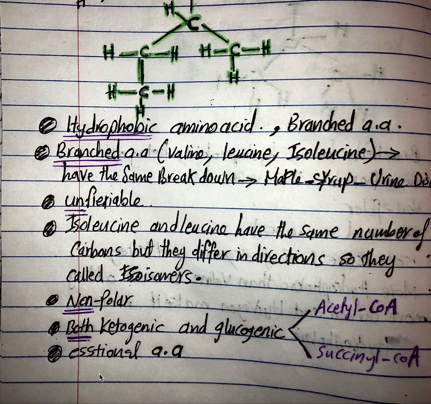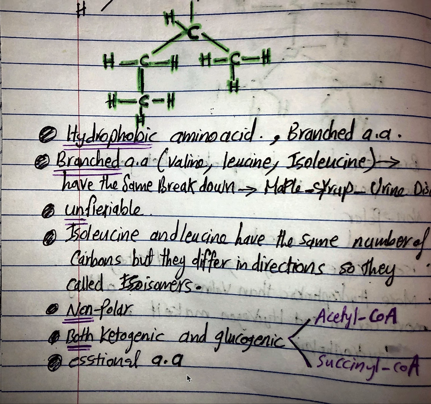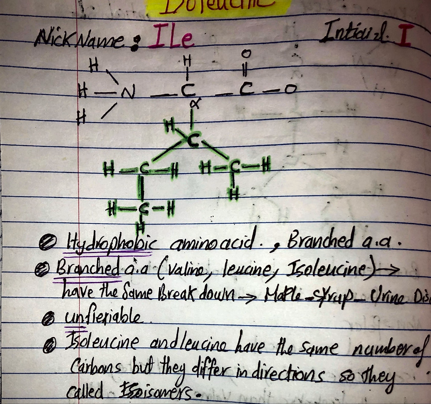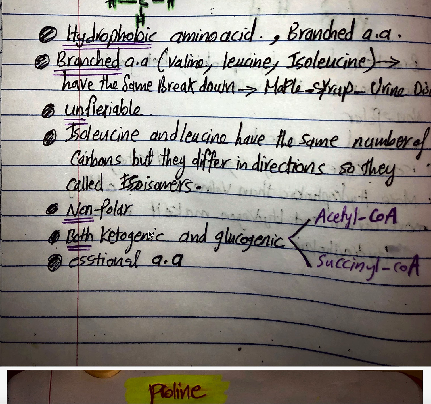What is also special about isoleucine is that it is an essential amino acid. That means our body needs it, so we have to take it in our diet. Those are the points we have to keep in mind when we study isoleucine. The nickname is ILE, the initial is I, and we remember it's like valine with one of the methyl groups attached to another methyl group. It's a hydrophobic, branched, unflexible and non-polar amino acid, both ketogenic and glucogenic, and an essential amino acid.